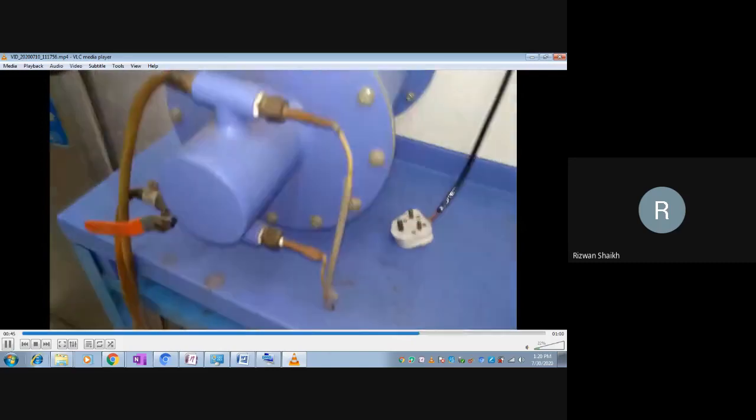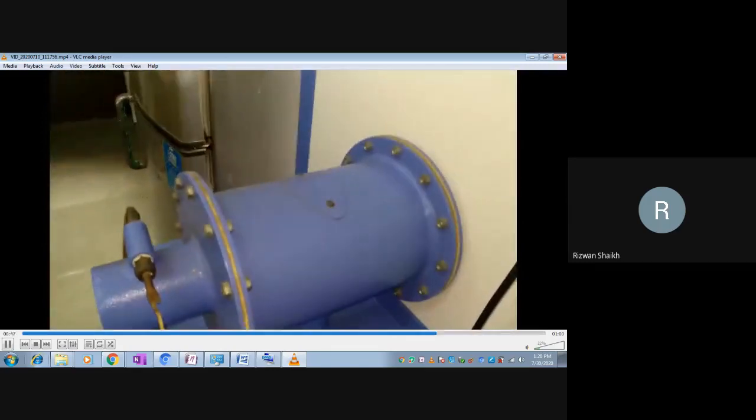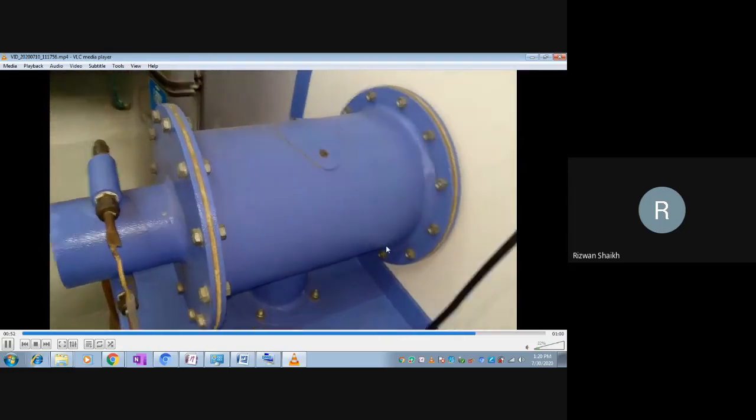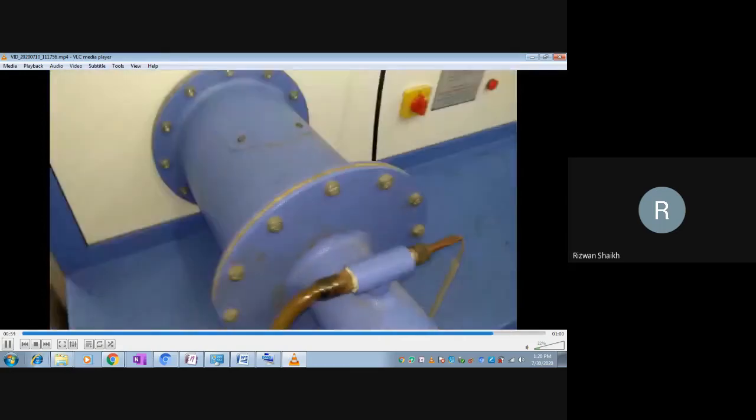Now again, I will take the help of the same video to explain the entire procedure, how the experiment should be carried out. We only have to remember how the setup looks like.